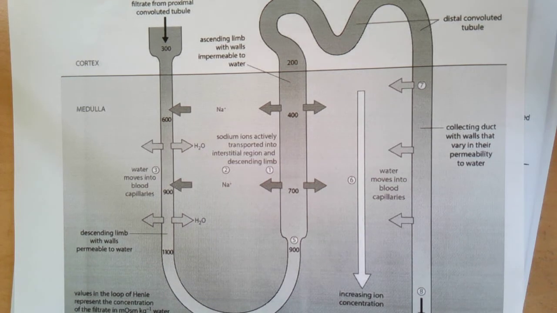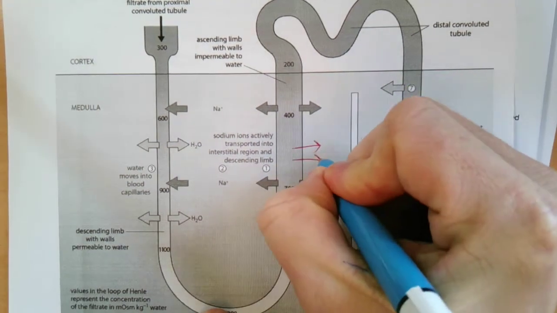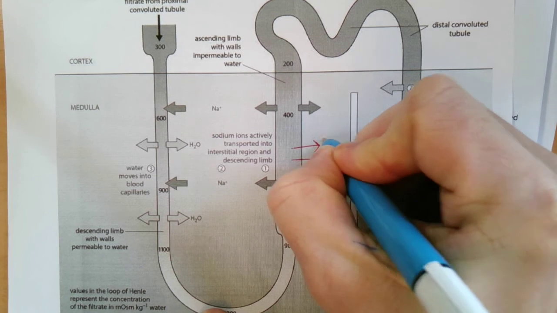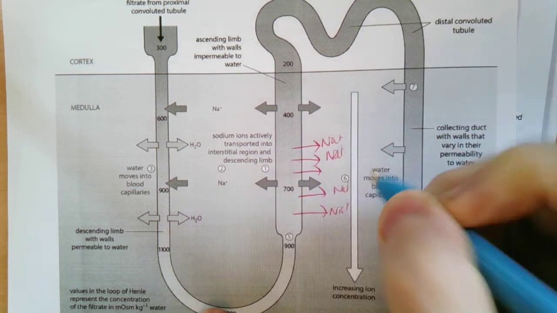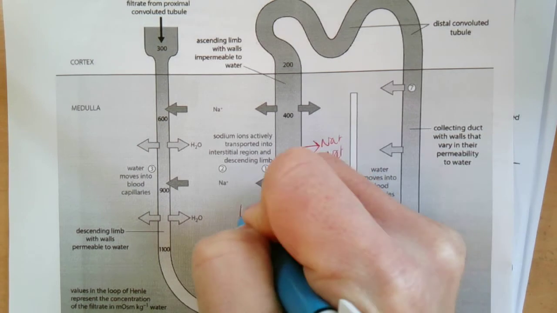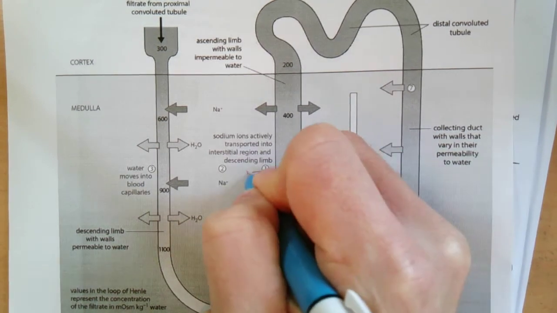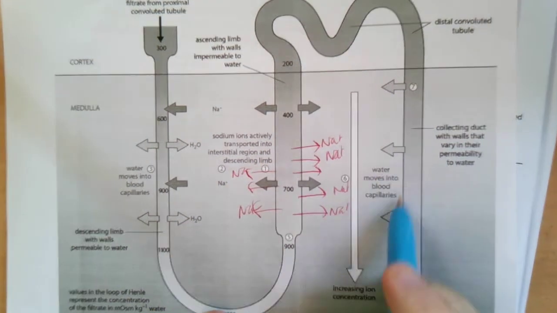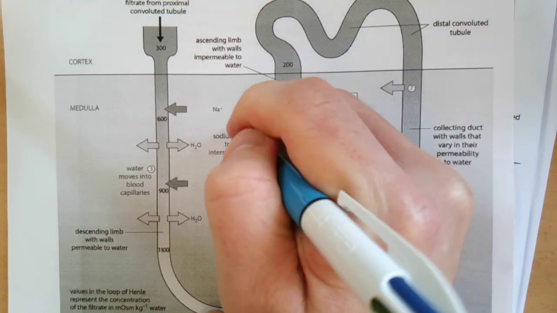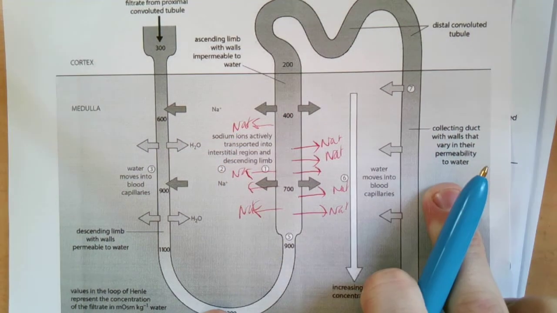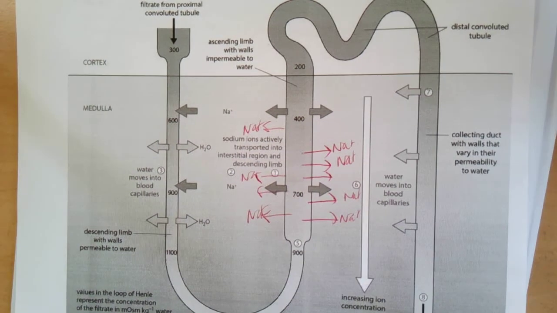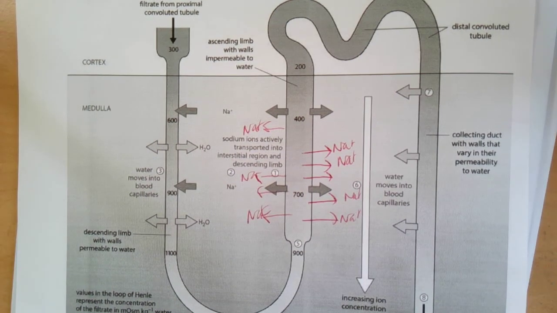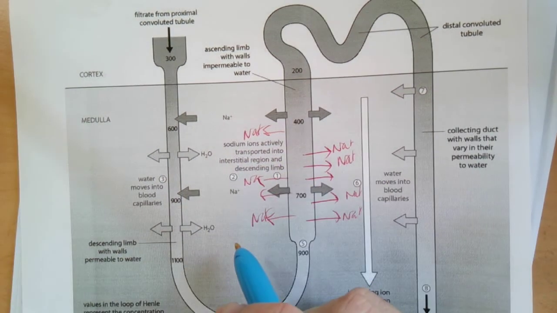Now, what will happen first is sodium ions will be actively transported out of the ascending limb and into the interstitial space. Okay, and the interstitial space between the ascending and descending limbs, and also the interstitial space between the ascending limb and the collecting duct. So now we have a higher concentration of sodium ions in the interstitial space. This will then lower the water potential in the interstitial space.